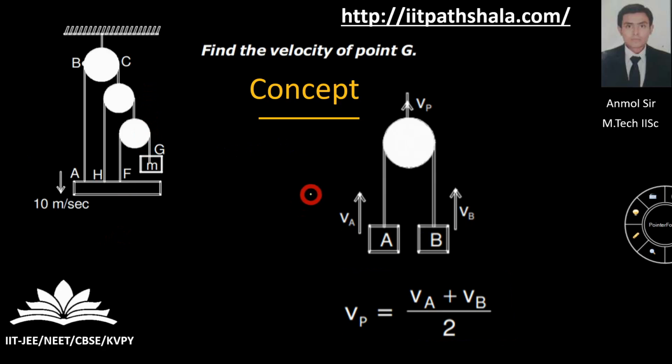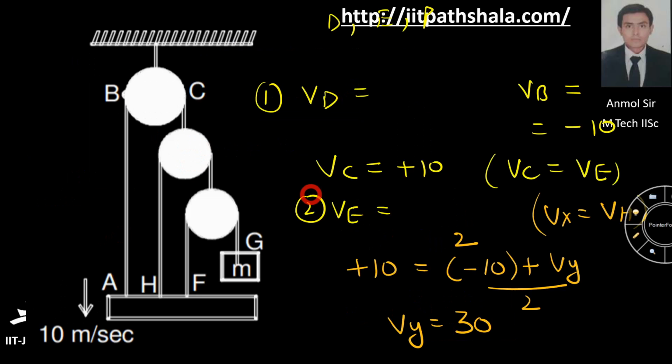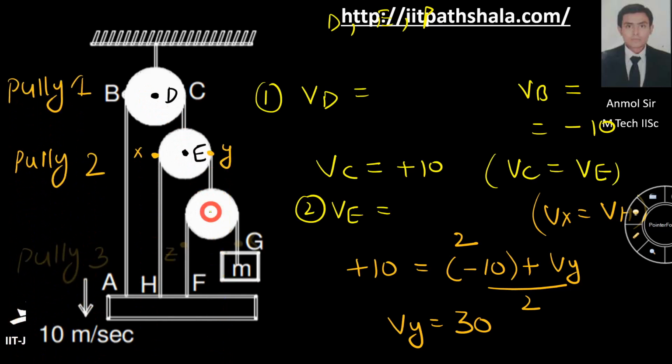Now let us apply the concept in the problem. What I have done over here is name my pulleys, namely pulley 1, pulley 2 and pulley 3, as follows. The middle point of each pulley is named as the D point, the E point and the P point. My pulley 1 will be traveling with a certain velocity VD because this point is inside my pulley, so it has the same velocity as my pulley, and I have named it the D point over here. Similarly for pulley 2 and pulley 3.